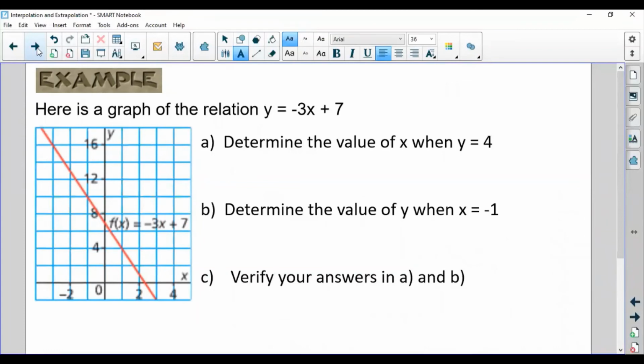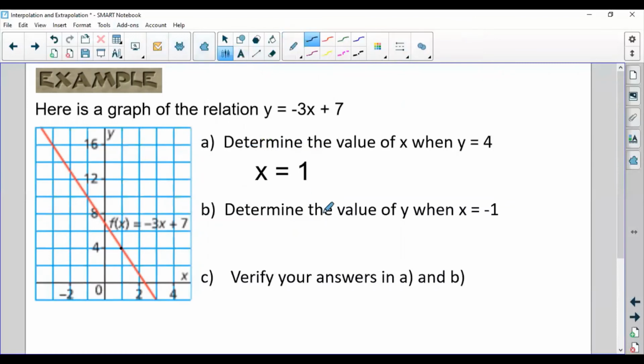Here is a graph of the relation y equals negative 3x plus 7. Determine the value of x when y equals 4. So I'm going to find when y equals 4 on my y-axis, and my x value is 1. X equals 1.